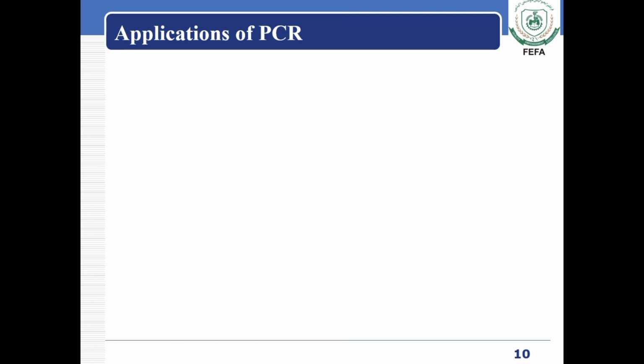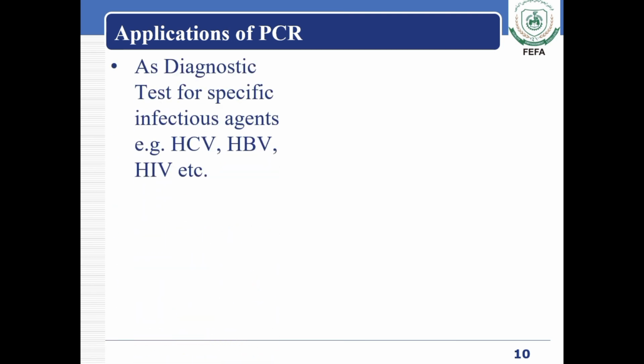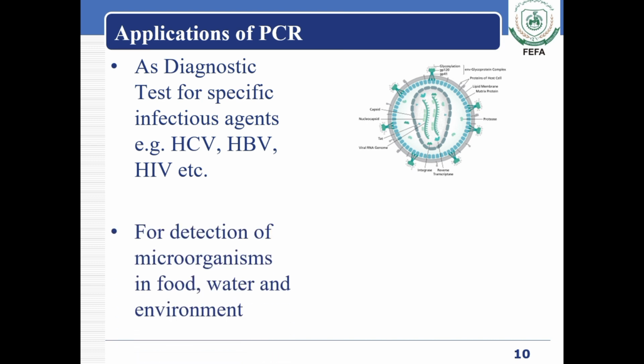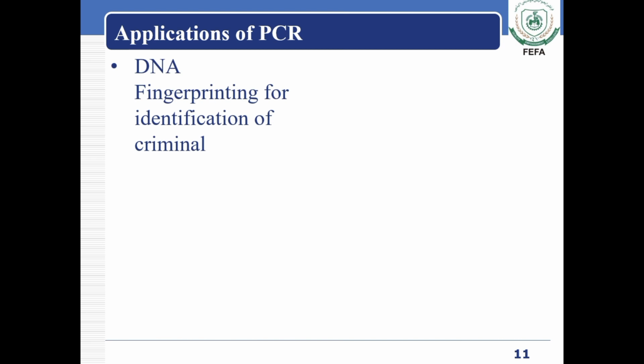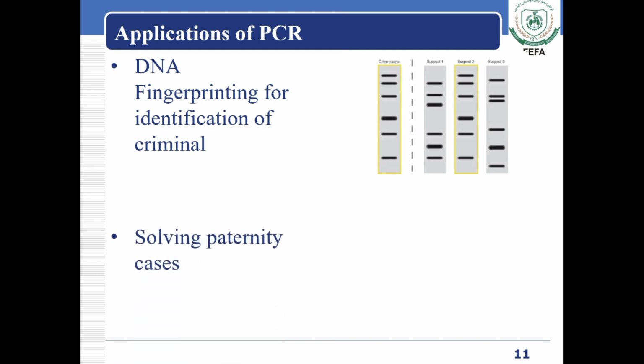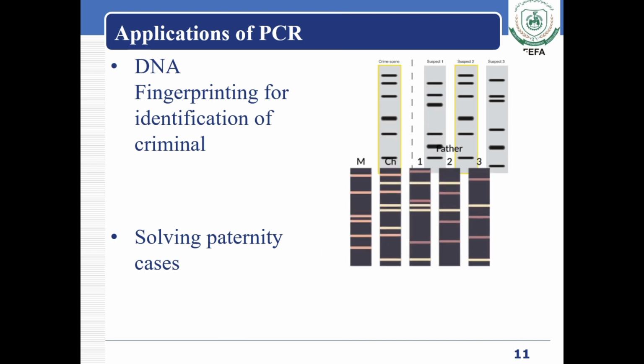Now we'll go to the uses or applications of polymerase chain reaction. It is used for diagnostic tests for specific infections such as hepatitis C virus, hepatitis B virus, and hepatitis A virus, as well as for human immunodeficiency virus or the AIDS virus. It is used for the detection of microorganisms in food, water, or the environment, either in the atmosphere, etc. It is also used for DNA fingerprinting or DNA profiling for the identification of criminals. The polymerase chain reaction is also used for solving paternity cases.